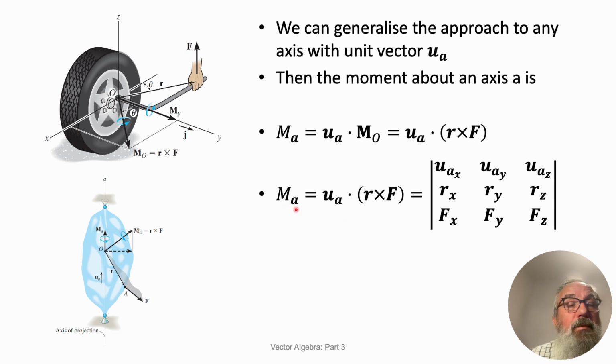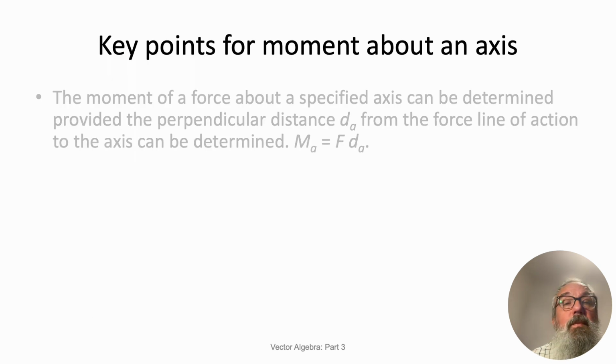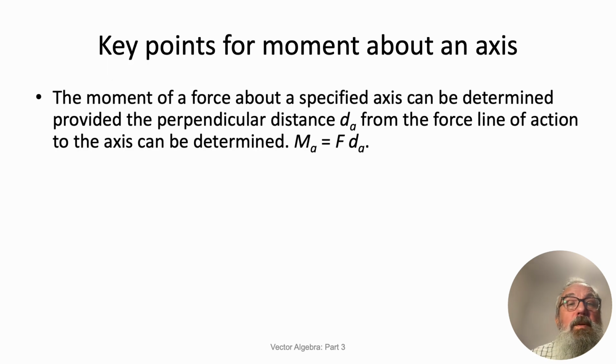And we can write this moment in this determinant form and expand it, so we can do that determinant calculation. MA is the magnitude of MA times UA. So let's just summarise this.